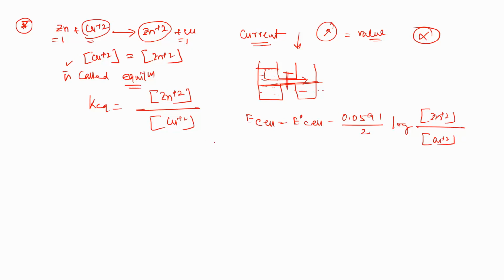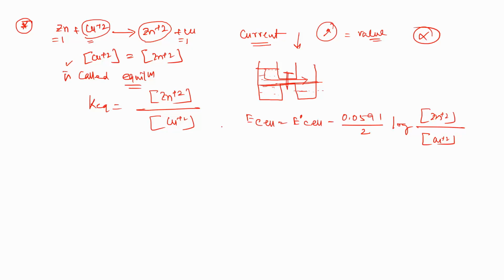But what will happen here? So we are saying that at the equilibrium constant there is no flow of the current. The voltmeter is showing 0, so no current is flowing. So that means E cell equal to 0.